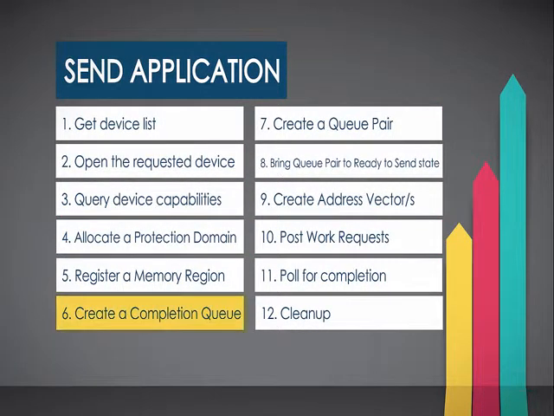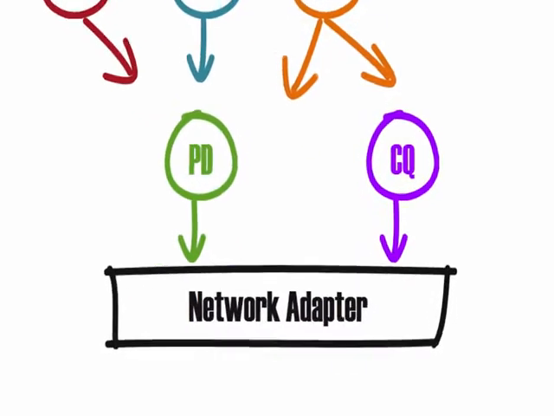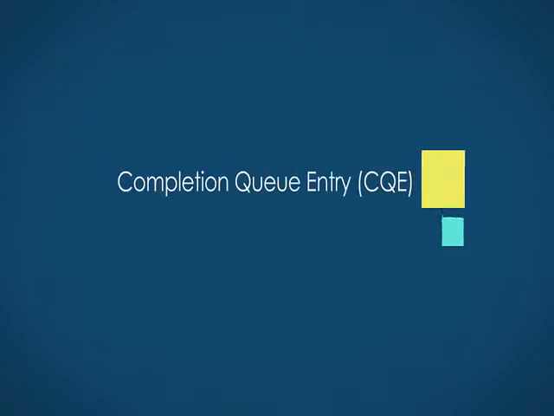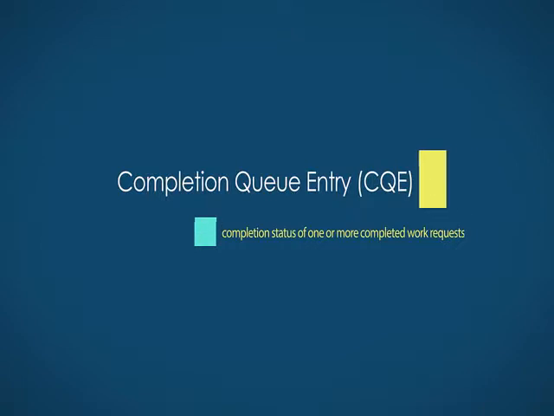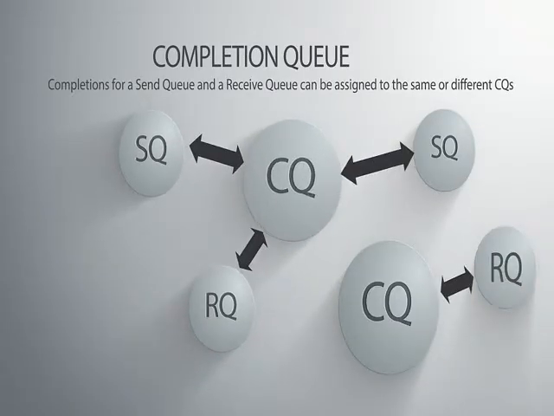This tutorial will explain how to create a completion queue. A completion queue is the interface used by the adapter to notify the application about the status of completed work requests. Each entry in the completion queue, CQE, represents the completion status of one or more completed work requests. Completions for a send queue and a receive queue can be assigned to the same or different completion queues.